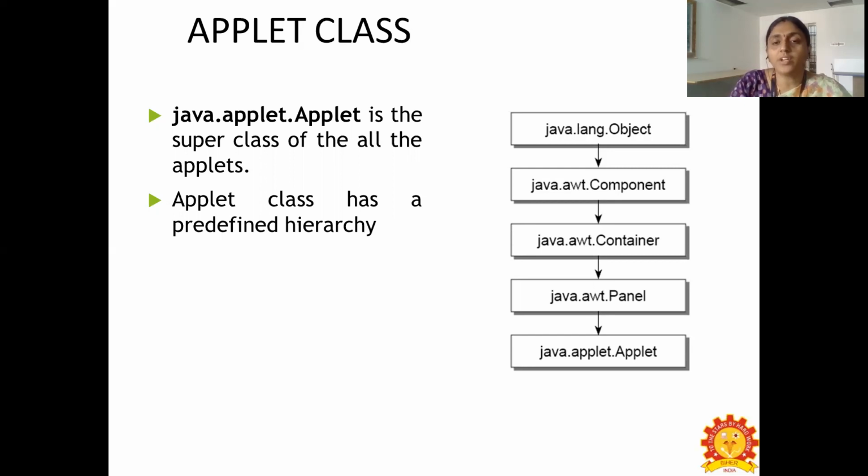So in turn, we have a subclass java.awt.Container. And here again, we have a subclass java.awt.Panel, followed by java.applet.Applet. And the class name should start with a capital letter, Applet. So the Applet class has a predefined hierarchy, which is shown in the diagrammatic representation. And here the superclass of all the applets is java.applet.Applet. So the Applet class is a superclass of all the applets.